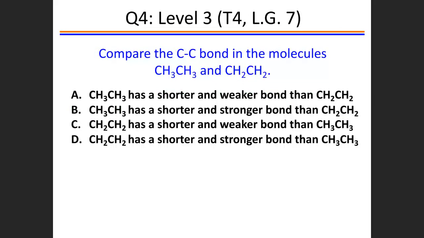Now actually we have mostly the practice problem, and we will also talk a little bit about polar and non-polar compounds. Let's see. Compare the carbon-carbon bond in the molecules CH3CH3 and CH2CH2. Here I want to help you a little bit. I know you know.